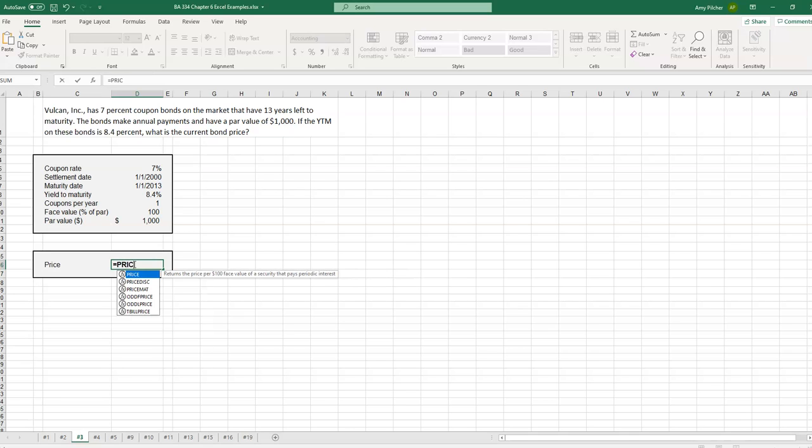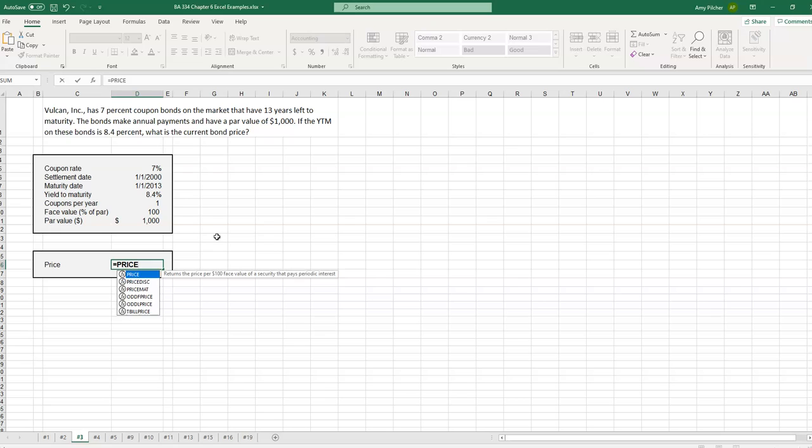So the formula for this is the price function. So we're using the price function within Excel. You can see that this returns the price per $100 face value of a security that pays periodic interest. So it's going to give us the price of a bond per $100 of face value.